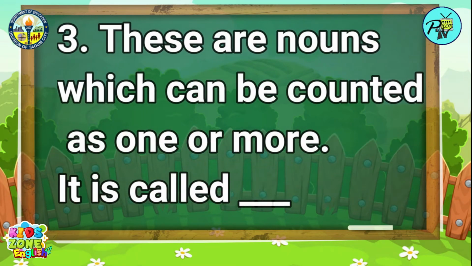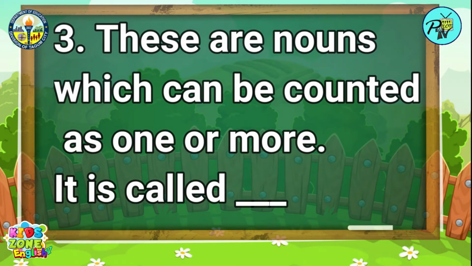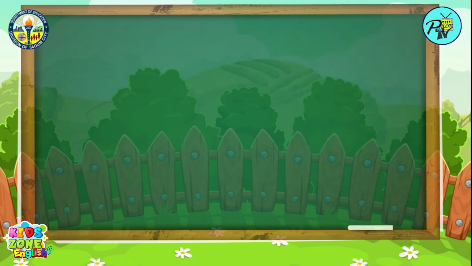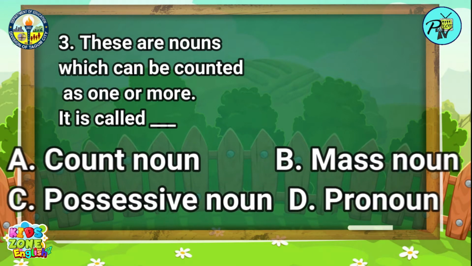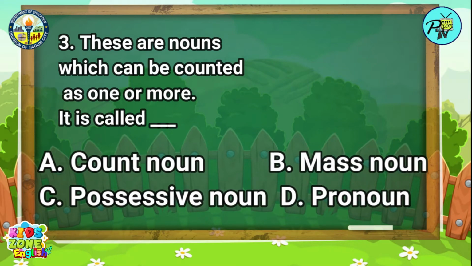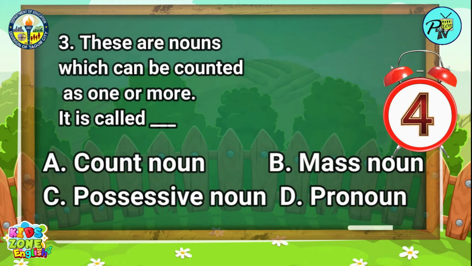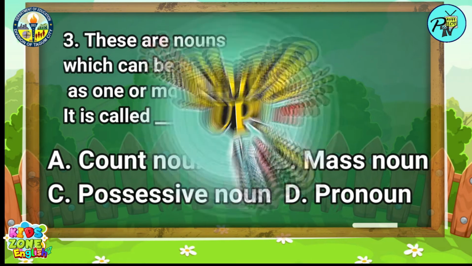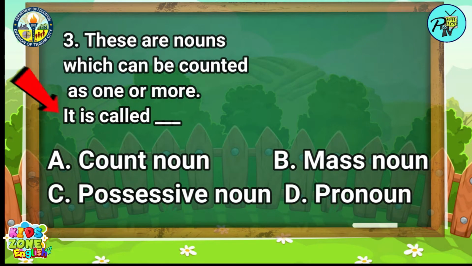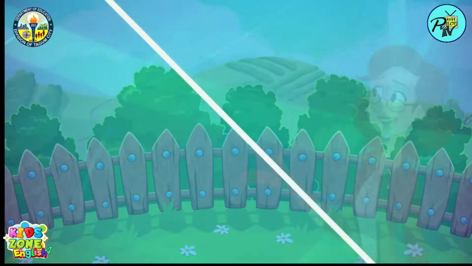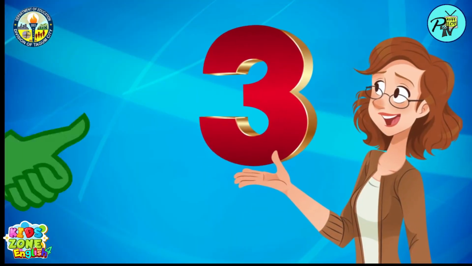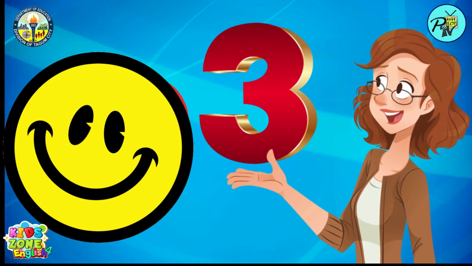These are nouns which can be counted as one or more. It is called A. Count noun, B. Mass noun, C. Possessive noun, D. Pronoun. What do you think is the answer? It is letter A. If you were able to get 3, good job! If not, it's okay. There's more to answer.